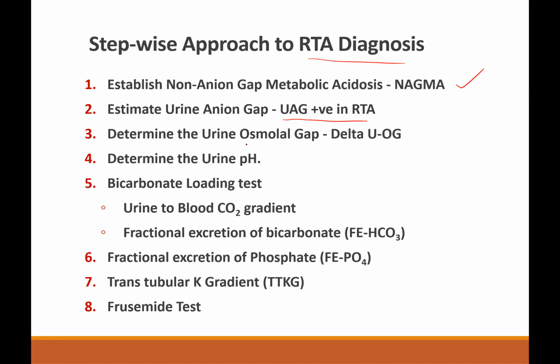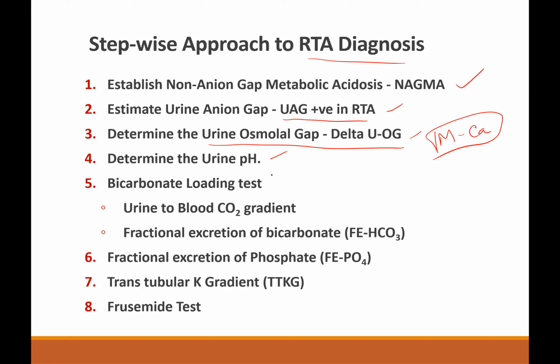Determine the urine osmolar gap. That is, measure the urine osmolality with the osmometer and also calculate the osmolality. So measured osmolality minus calculated osmolality. Measured minus calculated is the delta osmotic gap. Determine the urine pH using a pH meter.